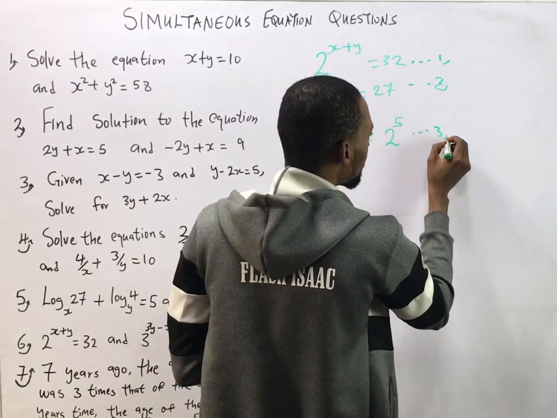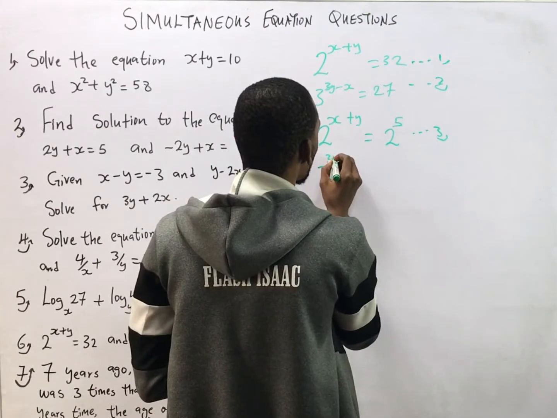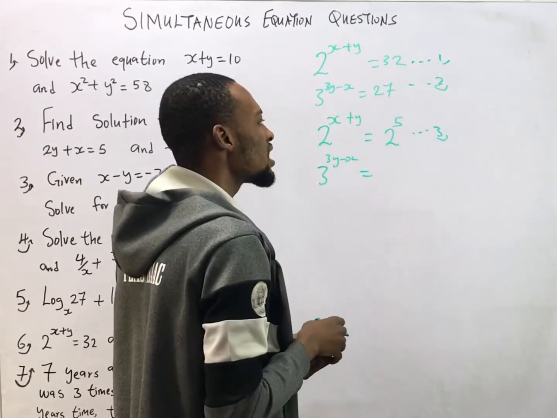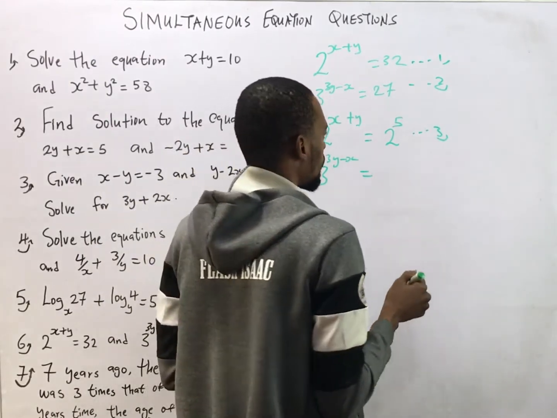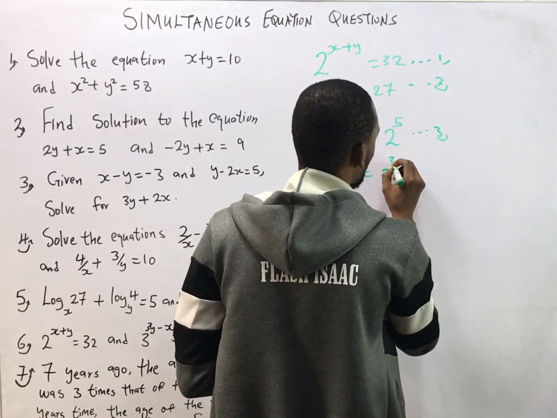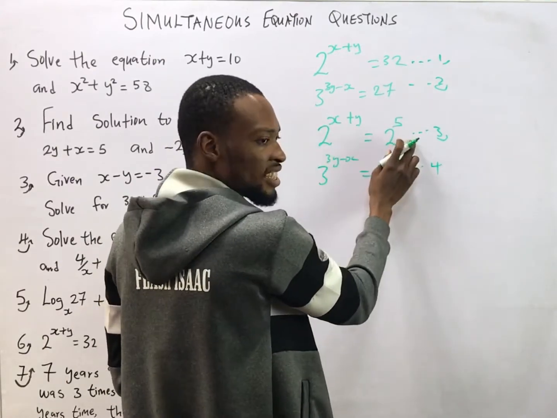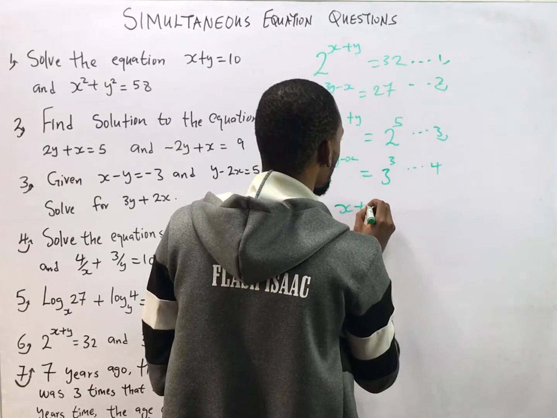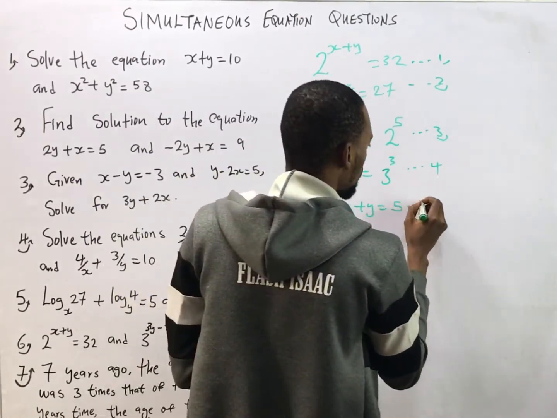You can call this equation anything you want. You also agree with me that 3 raised to the power of 3 minus s is equal to 27, which is 3 raised to the power of 3. This is equation 4. Now, here and here, the bases are the same. We can equate the powers to have s plus y is equal to 5. Equation 5.